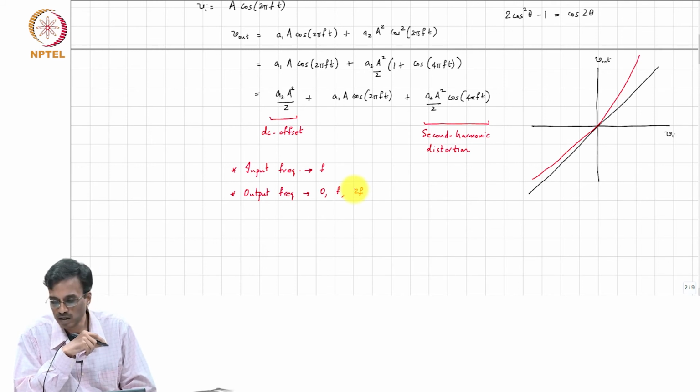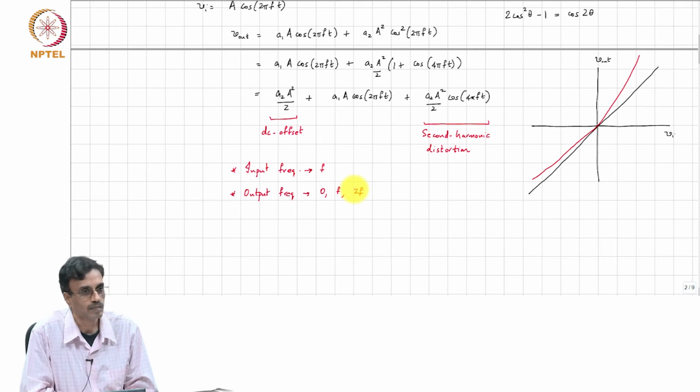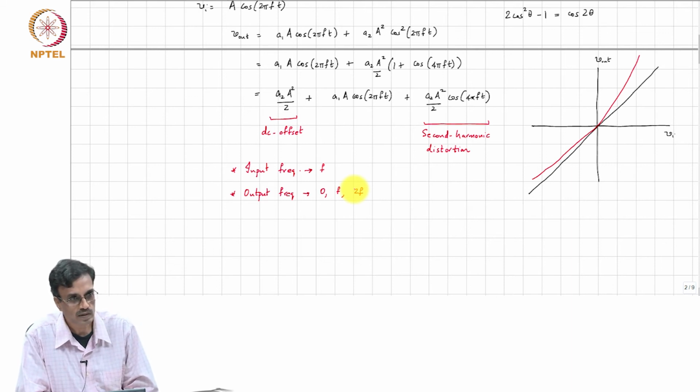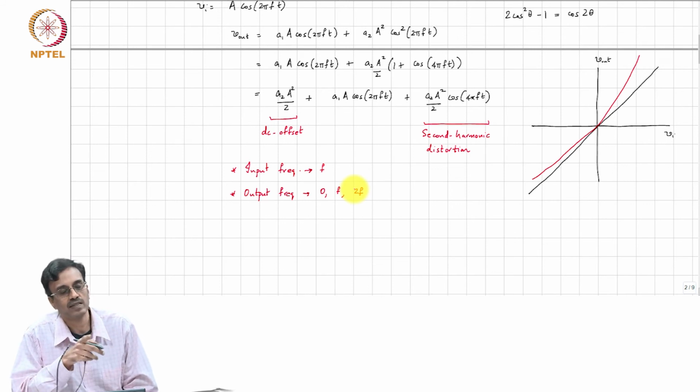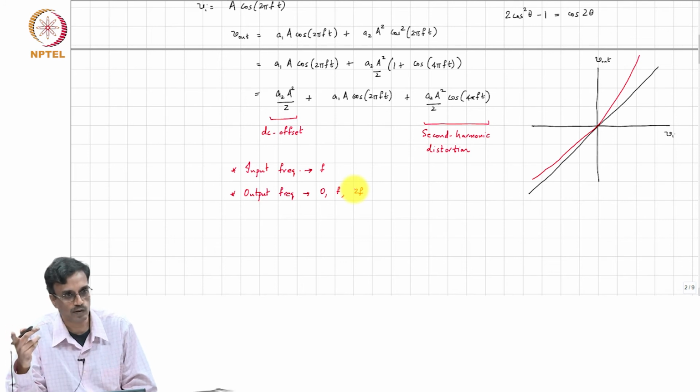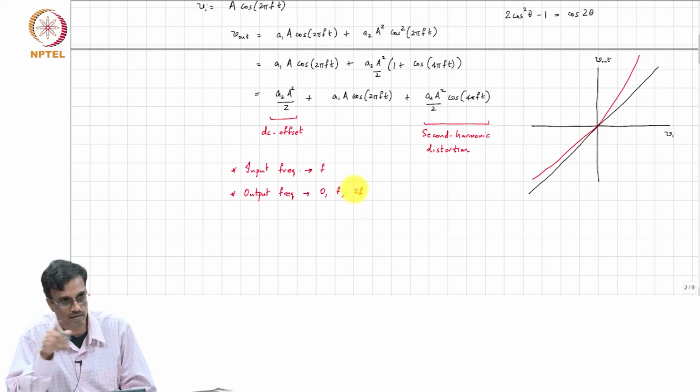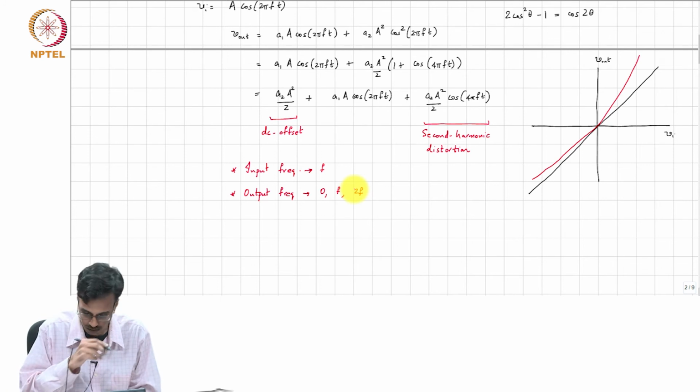And anyway, you might argue that even in a linear periodically time varying system, you get an output frequency which is different from the input frequency, but there the output frequencies are f plus fs, f plus 2fs and so on, and not f and 2f and 3f and so on.